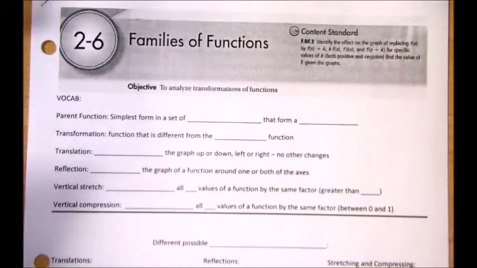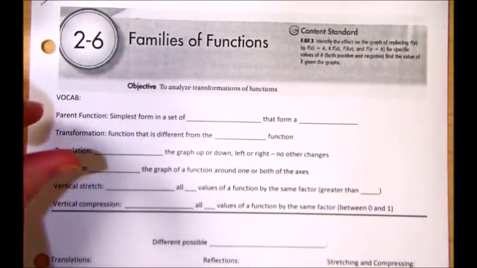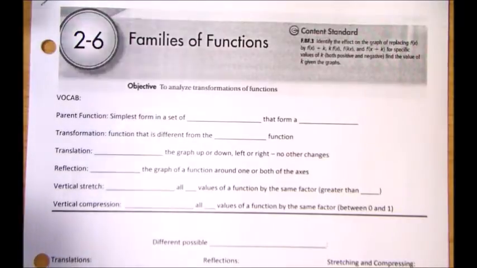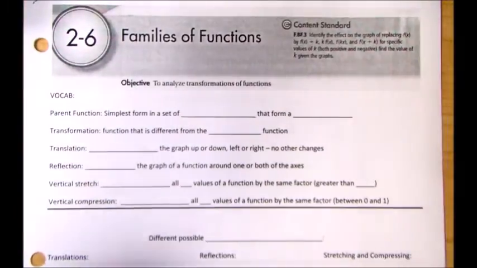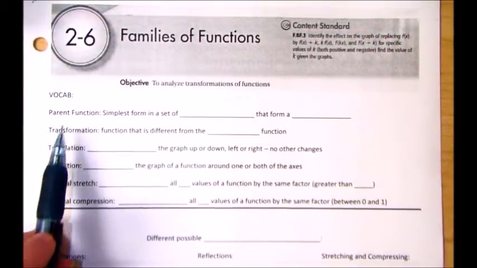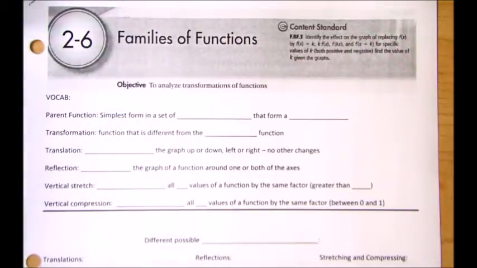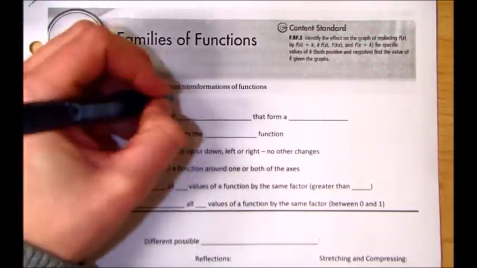Hi guys, in 2-6 I'm going to deviate a lot from the way that the book tries to explain family of functions and just kind of go my own way with it, try to make some more sense than I have hopefully in the past. We're going to keep the same vocab just so we understand what a parent function is. A parent function is the simplest form in a set of functions.